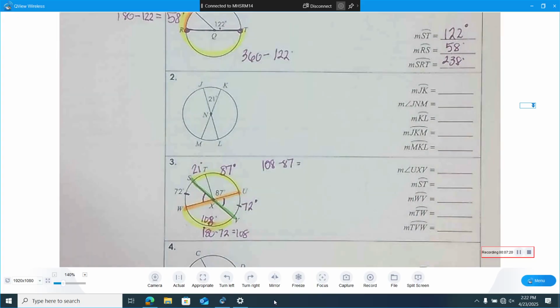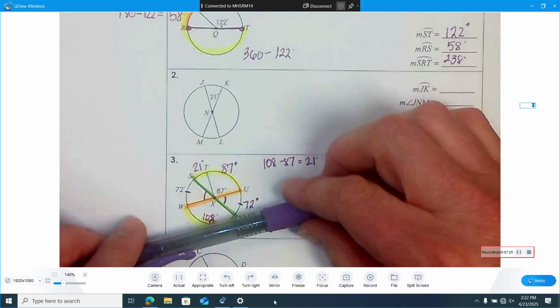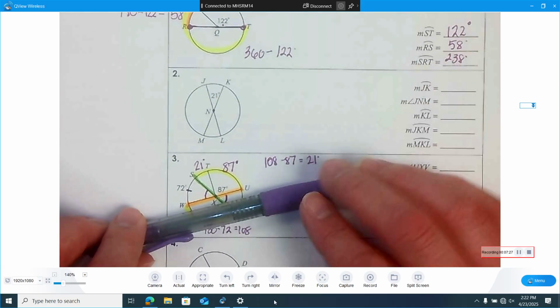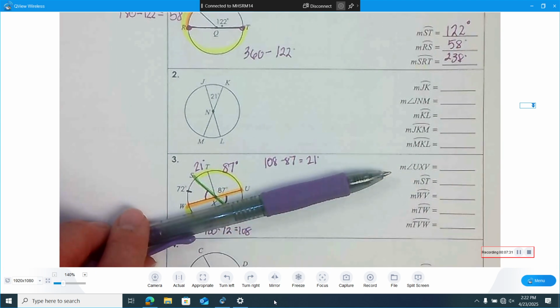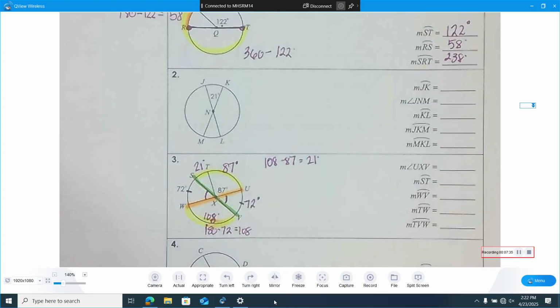Is that the only way to do that? No, absolutely not. Again, there are so many different ways. I have my orange diameter here, so I could have done 180 minus 87 minus 72, okay? So I could subtract from 180 if I wanted to, lots and lots of ways.